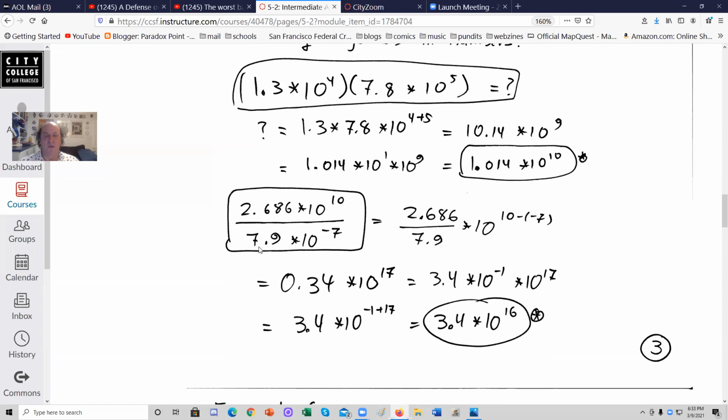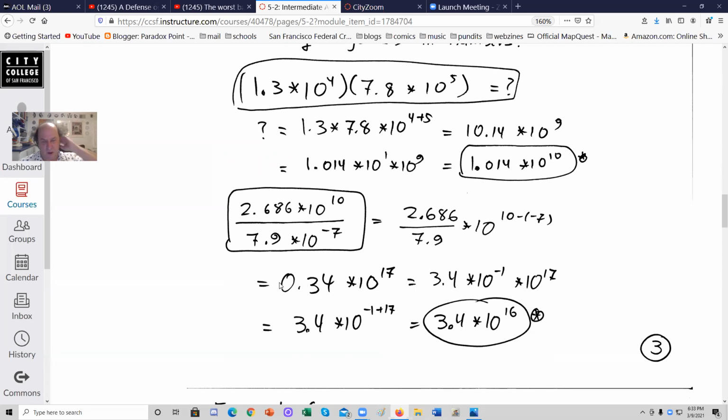2.686 times 10 to the 10th over 7.9 times 10 to the negative 7. Okay, first we divide out these mantissas, 2.686 over 7.9. Here we have a ratio of powers of 10, so we subtract the powers, 10 minus negative 7. Okay, this part here comes out to be 0.34. This part comes out to 10 to the 17th.